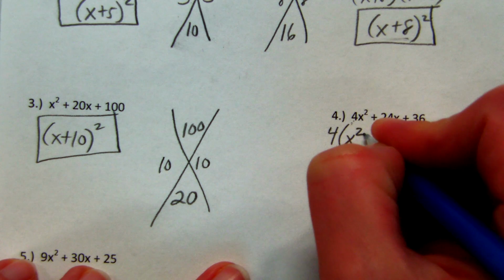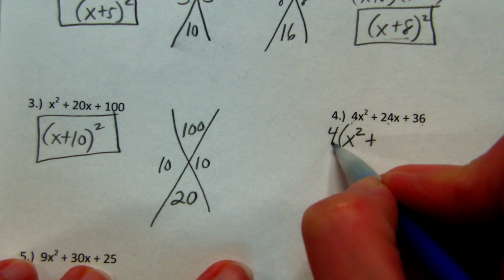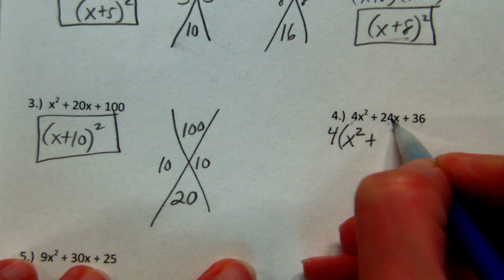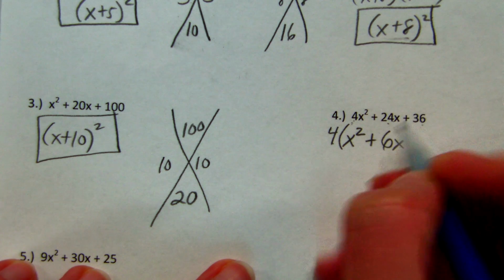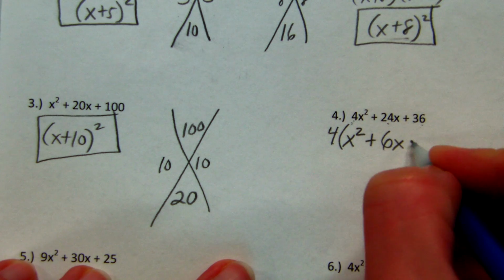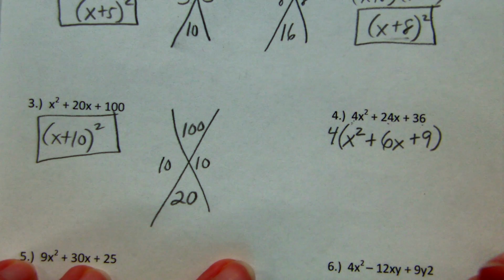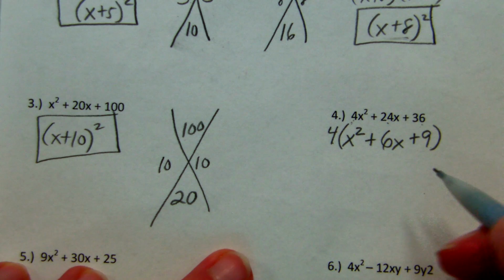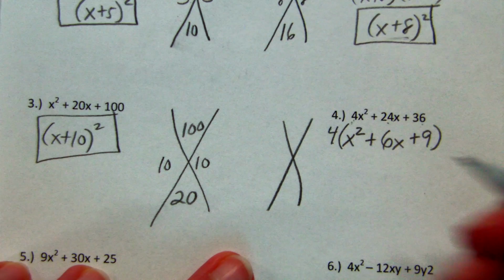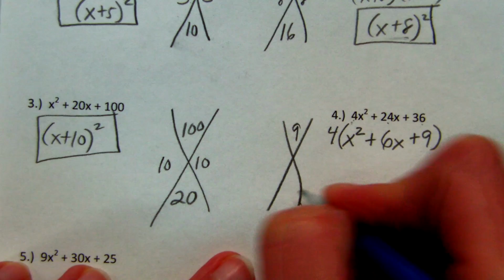So we're going to take a 4 out. So I would have x squared in the parentheses. What do I take times 4 to get 24? 6. So I'd have 6x. And then what do I take times 4 to get 36? 9. And then this part that's in the parentheses has the pattern that we can do this.